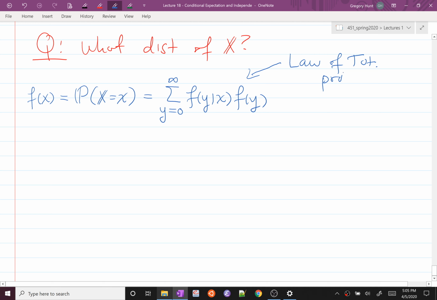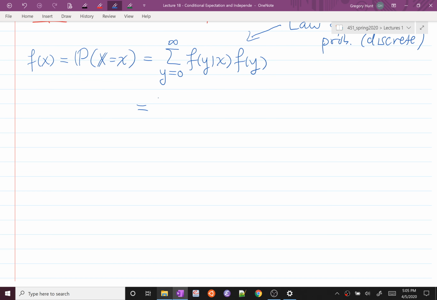So let's write out what this is. We know that the PMF of x given y, so x given y is binomial. And so the sum, y goes 0 to infinity. Right, y is Poisson, so the support of y is anywhere from 0 to infinity. This is f of y given x is the binomial with n being equal to y. So it's y choose x, p to the x, 1 minus p to the y minus x.